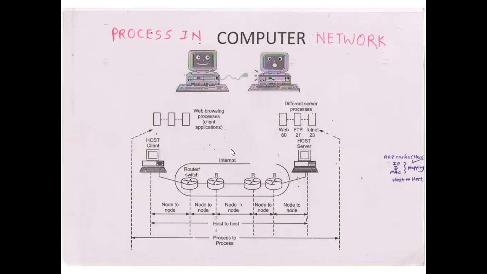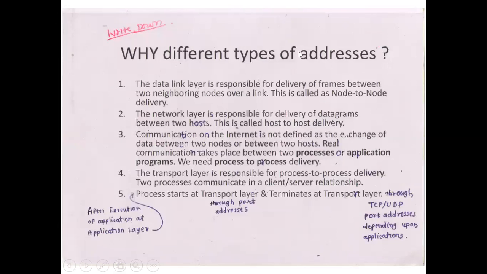Now, why are different types of addresses required? It is a very important slide which I have taken from Forouzan's book. Forouzan is the Bible for data communication and networking. Whether you are going for coding, or if you really want to understand computer networks practically, then you have to go for Forouzan's book.